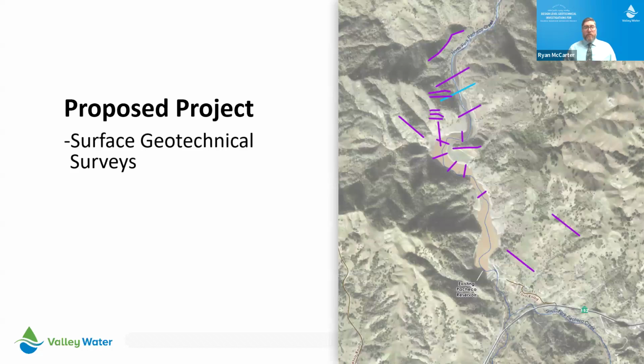This map shows the surface geotechnical survey. The seismic refraction lines are shown in purple, and the electrical resistivity line is shown in this teal blue color up above on the screen here. Roughly the proposed upstream dam site is right here. If you can see my cursor, there's one seismic refraction line cutting through that, and it's all in this area where the electrical resistivity line is.